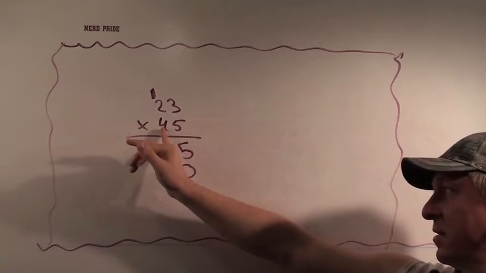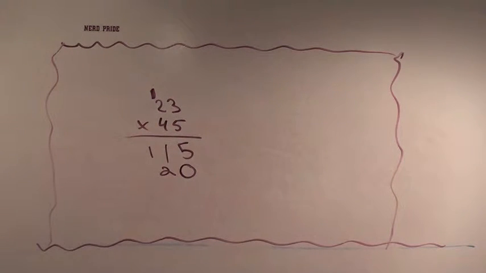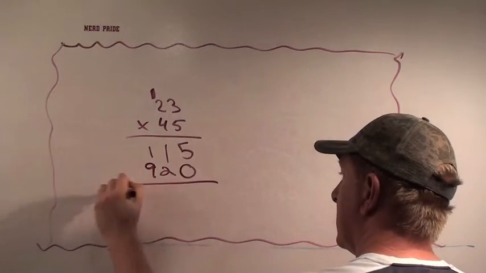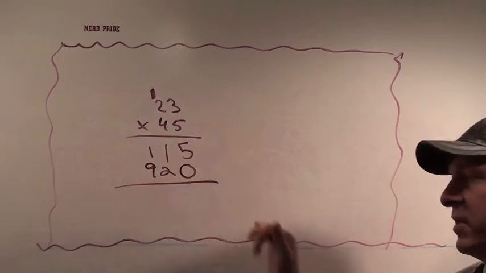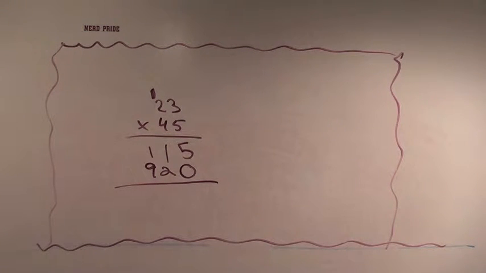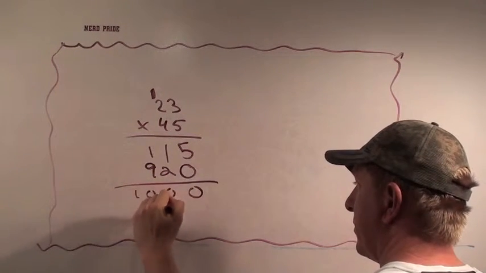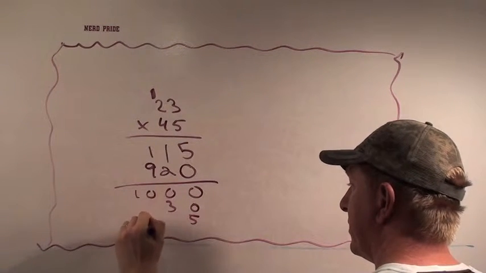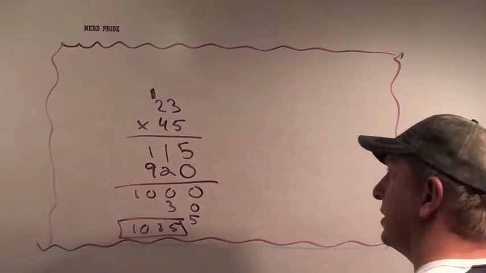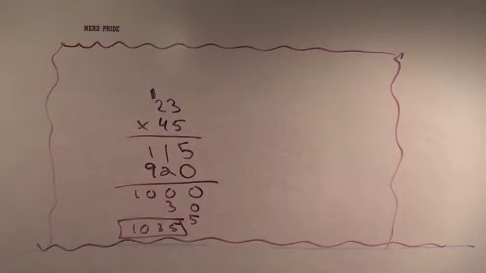And what do we say here? 4 times 2 is 8 plus 1 is 9. So we write a 9 there. And now we have to add 115 plus 920. Whoa. What's that going to be? 1,035. Right. It's going to be 1,000 plus 30 plus 5, which is 1,035. Okay? So 23 times 45 is 1,035.